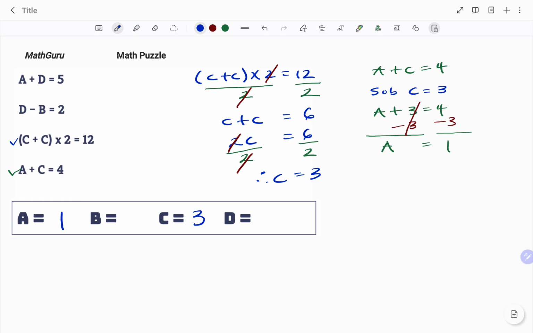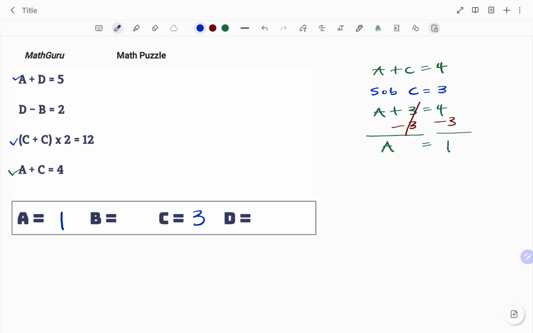I need to find b and d. So using the first equation, because I know the value of a, the first equation states that a plus d equals 5. So I'm going to substitute the value of a, which is equal to 1, into the equation, and then my equation becomes 1 plus d equals 5.